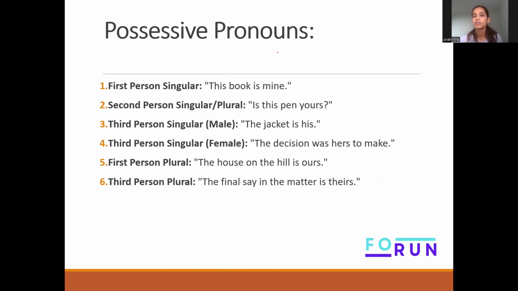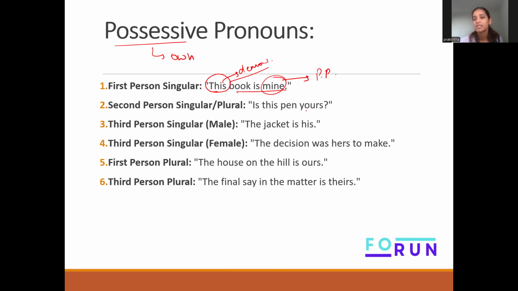Then you have possessive pronouns, right? Possessive again shows ownership when you own something. First person singular, this book is mine. This is demonstrative, by the way, right? Because I am showing this to you. This book is mine. Here, mine is our possessive pronoun.